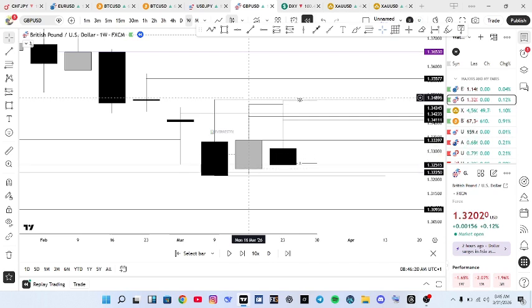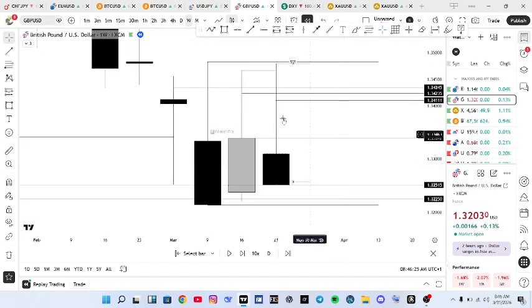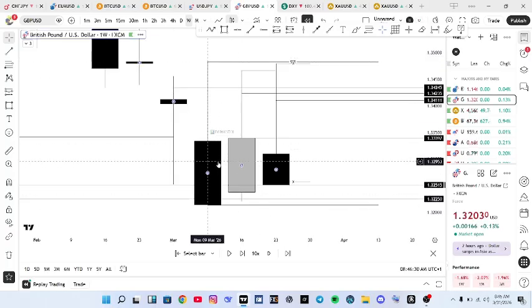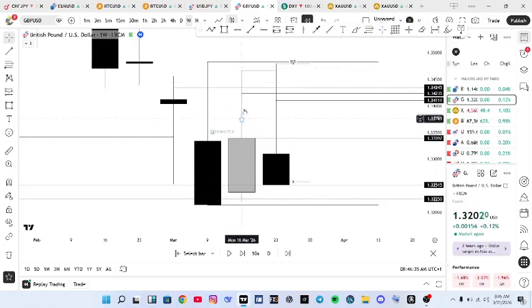opened from here, went high and closed here. Now it is like it is ranging between this high. Look at this high, look at this low of this last 4 week candle. So it's like price is ranging between the high and the low.